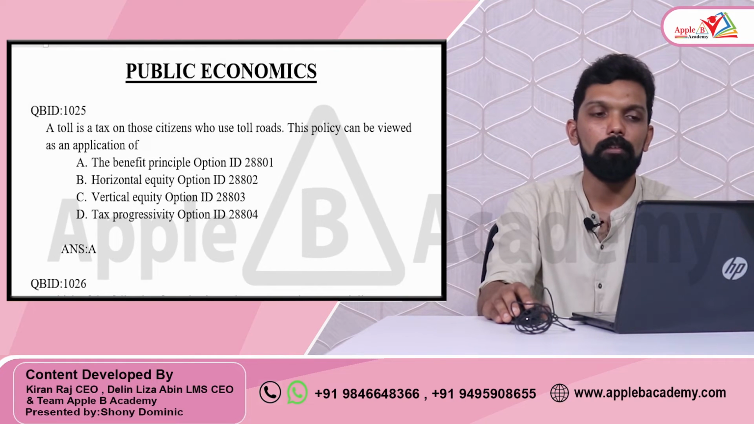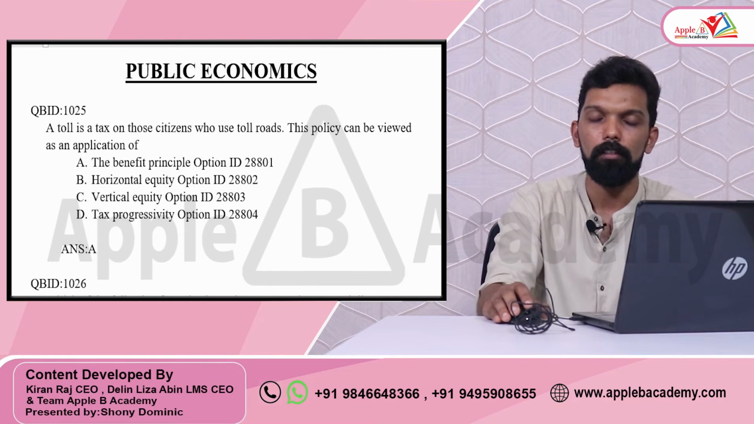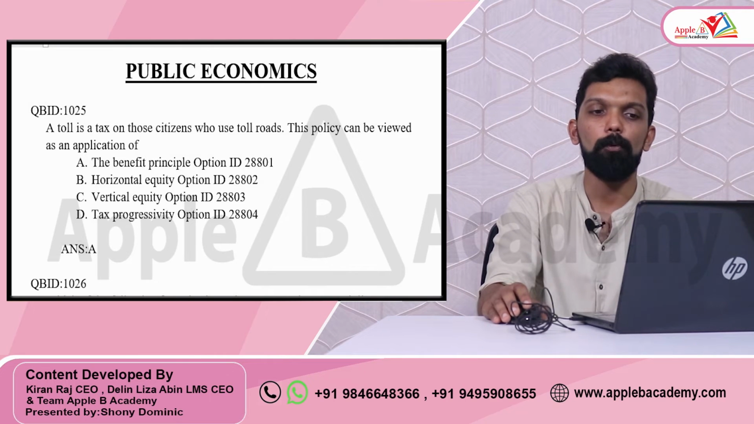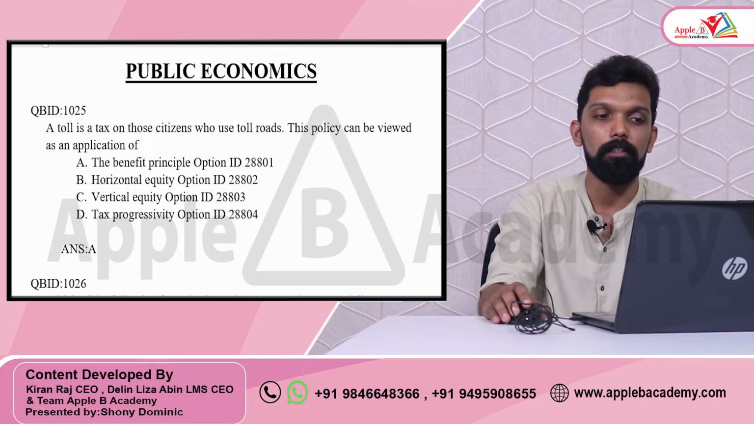So next we will be looking at the questions from Public Economics. First question, a toll is a tax on those citizens who use toll roads. This policy can be viewed as an application of the benefit principle, horizontal equity, vertical equity, tax progressivity. So the right answer for this question is option A.